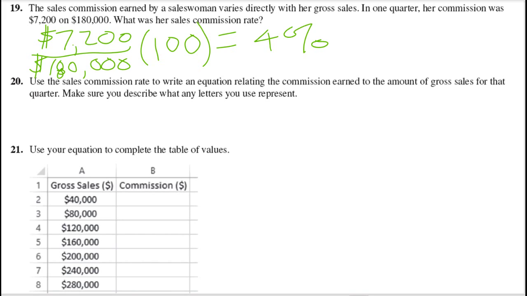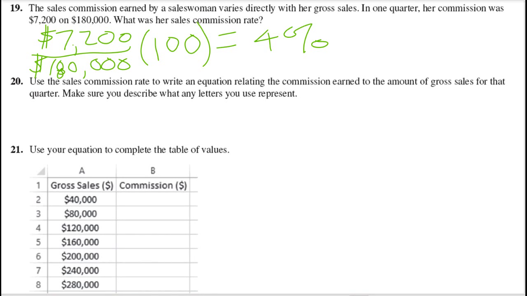Use the sales commission rate to write an equation relating the commission earned to the amount of gross sales for that quarter. Make sure you describe what any letters you use represent. So take a shot at that. Once you've got an answer, restart the video.